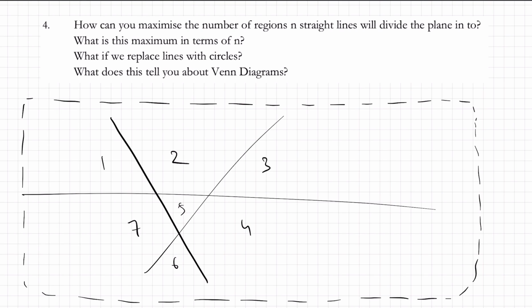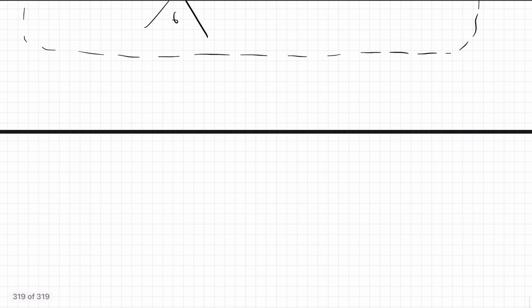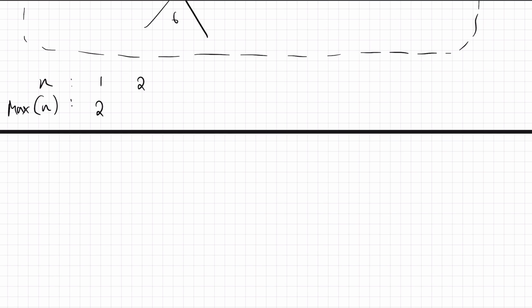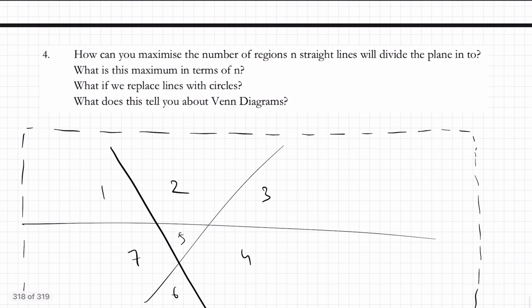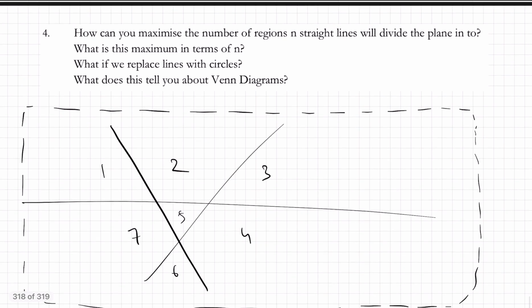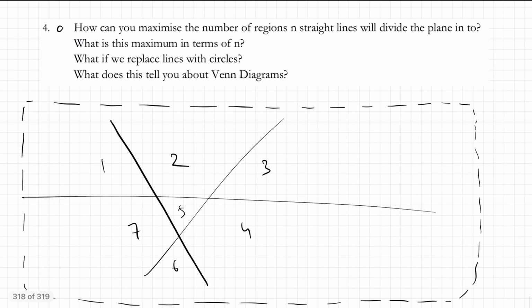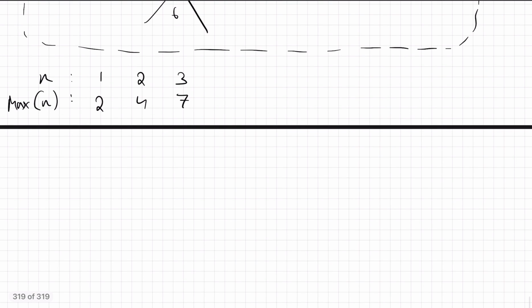So it seems like, let's just write it down, maximum n, which is just the maximum number of regions these n lines divide. When n is 1, the maximum number of regions is 2. 2 gives you 4, then 3 gives you 7. So it doesn't seem to be... Okay, yeah, okay. So the first part is actually only asking me how.